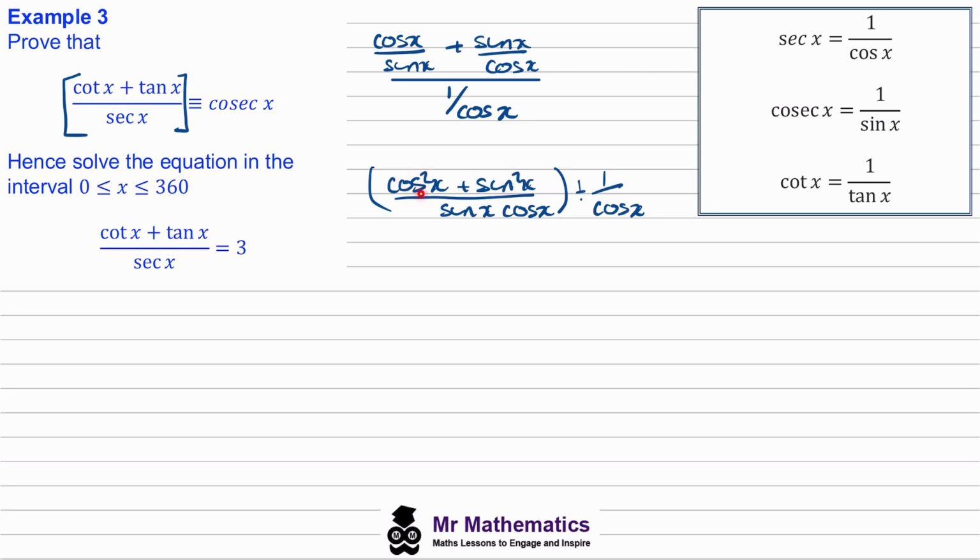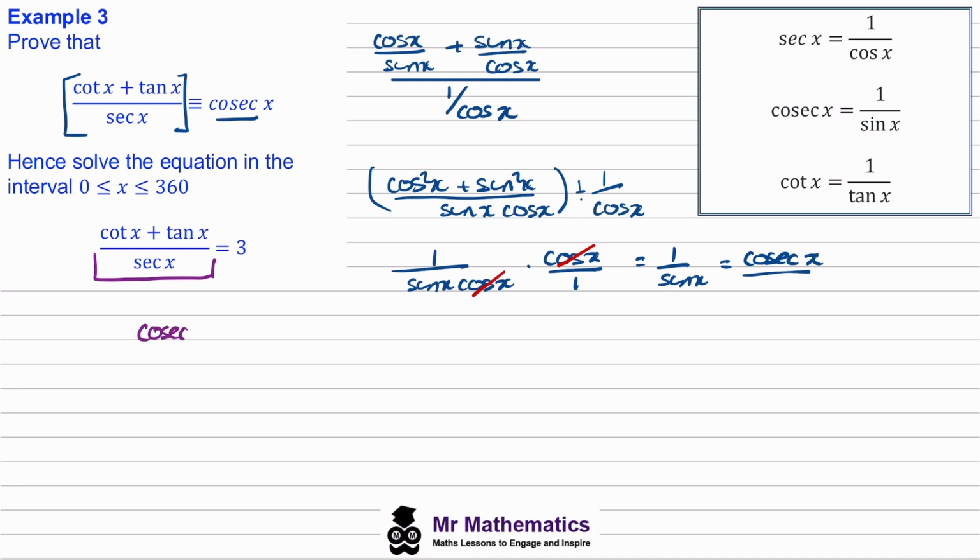We know our numerator will simplify to make 1, and then we can multiply all of this by the cos x. So we'll have 1 over sine x cos x multiplied by cos x over 1. And then you can see that this one will cancel with this one. So what we're left with is 1 over sine x, which we know is cosec x. And that's what we were asked to show.